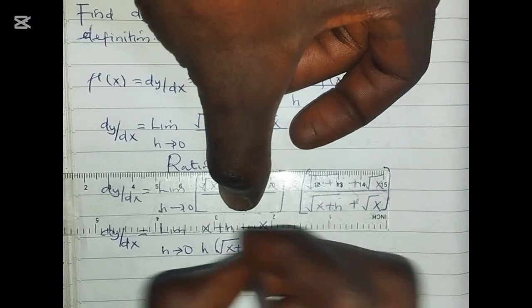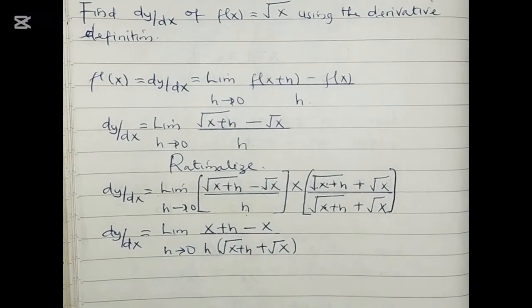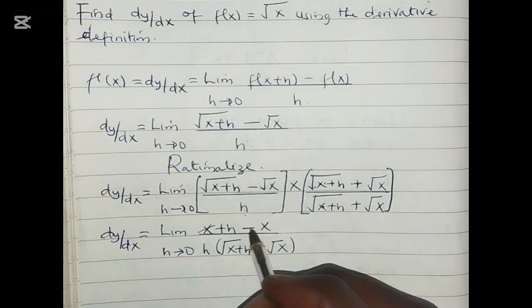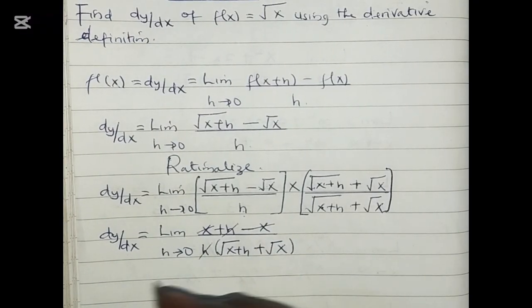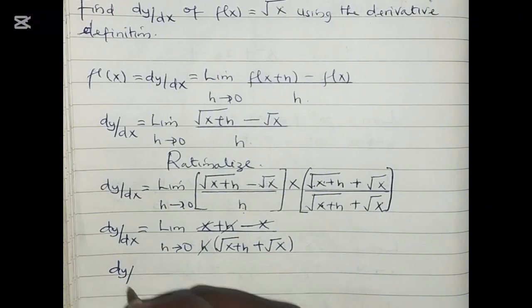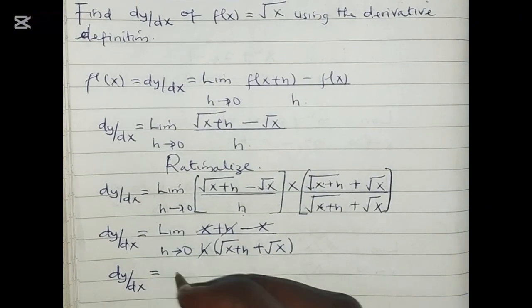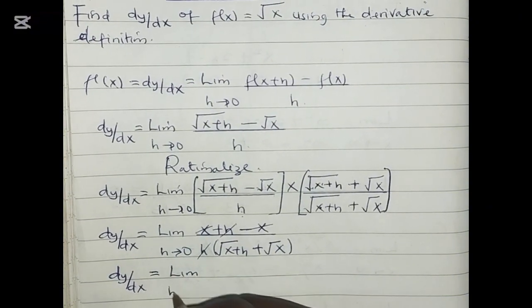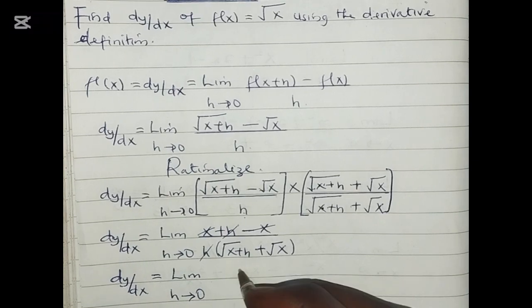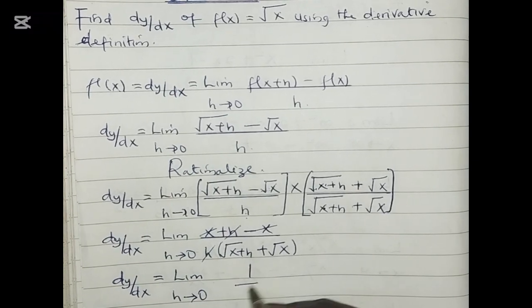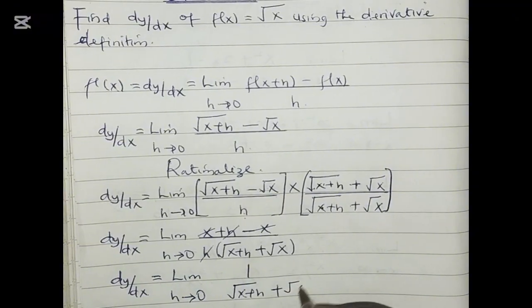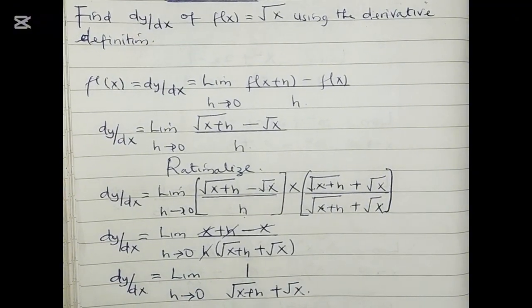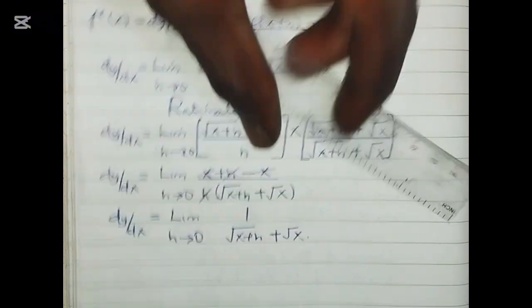What can we do here? We can subtract: x will cancel out x, and h will cancel out h. So we have dy/dx equal to the limit as h goes to 0 of 1 over [root of (x + h) plus root of x]. At this point, we can take our limit and see what we get.